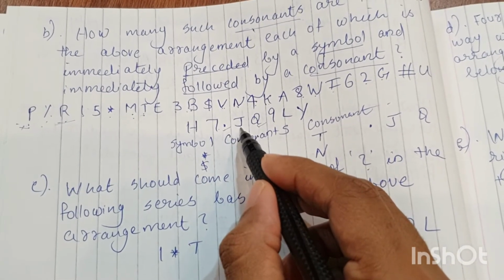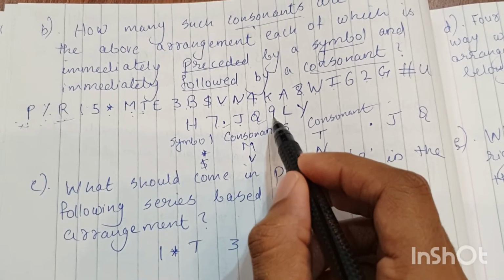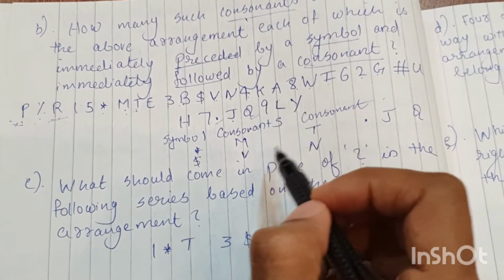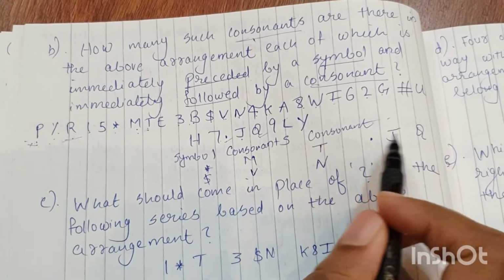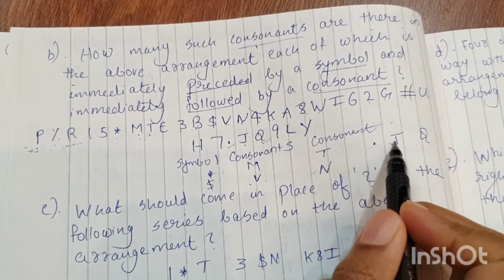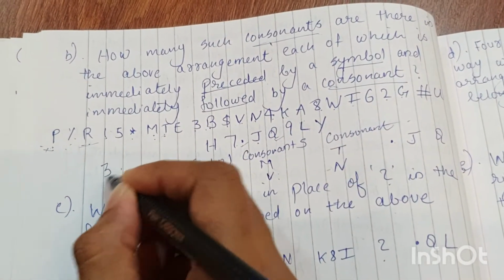Before Q it is not a symbol, it is J. Then looking for another consonant, L. Before L it is not a symbol, and before Y it is not a symbol. L is a consonant. So there are three such choices: star MT, dollar VN and dot JQ. So how many such consonants are there? Three such consonants are there. So the answer is 3.